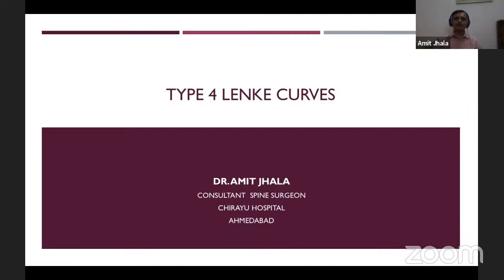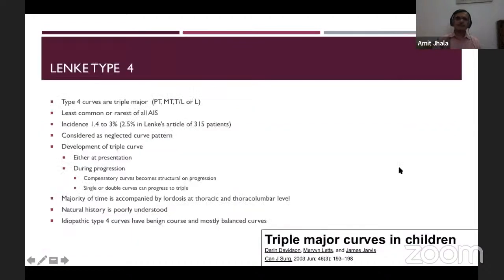What I'm going to talk about is actually a hodgepodge of whatever has been taught, because I'm going to talk about types 1, 2, and 3, whatever already has been taught by Bhavuk, Basu, and Dr. Surya, because type 4 comes as 1, 2, and 3. All three are major curves. If we see the literature, type 4 is a proximal thoracic, main thoracic, or thoracolumbar curve, and it's the least common and the rarest of all the AIS that we have seen.